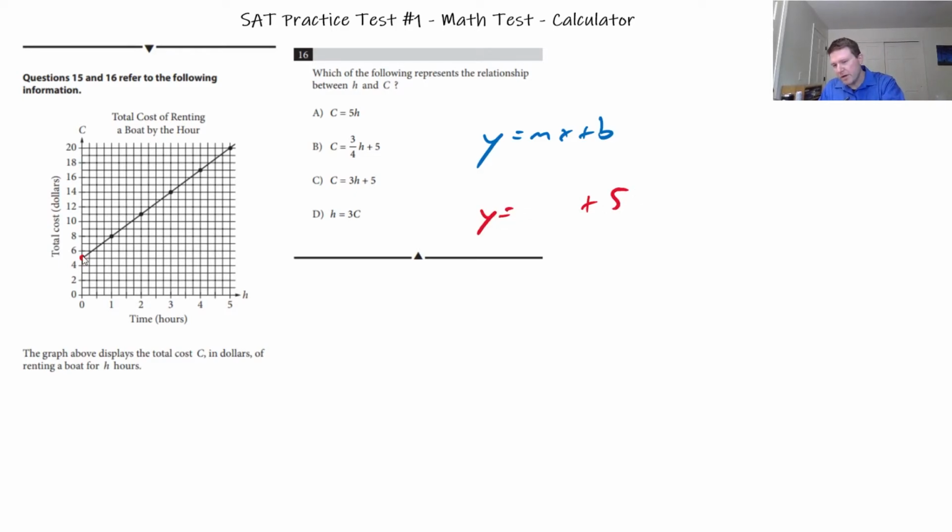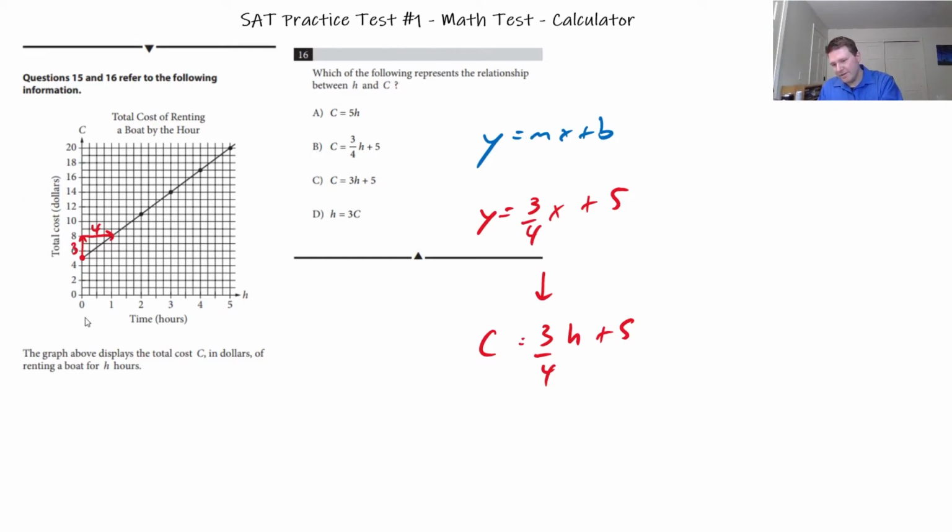And then most people go, okay, well, I'm going up 3 and then over to the right 4. So it should be y equals 3/4 x plus 5. And then when you change the variables over, it'd be c equals 3/4 h plus 5. And then they choose b. But this is wrong, okay? So I'll show you why.